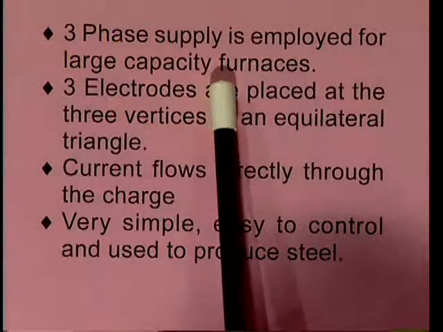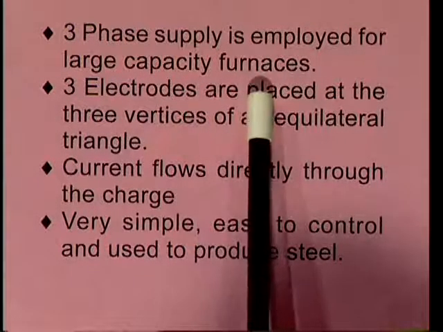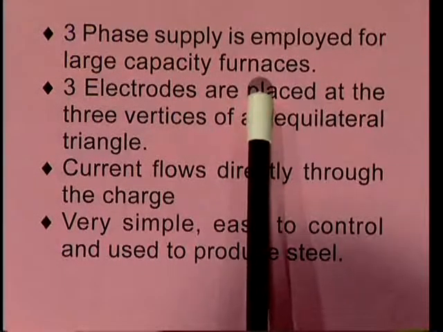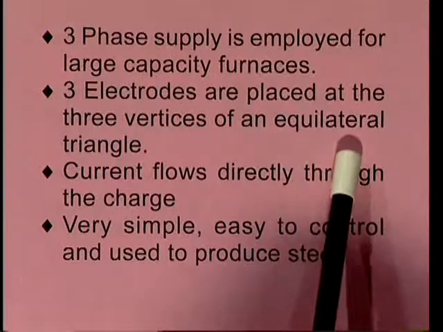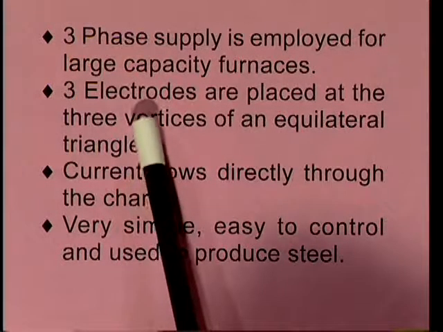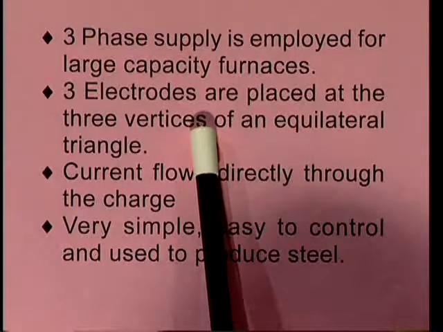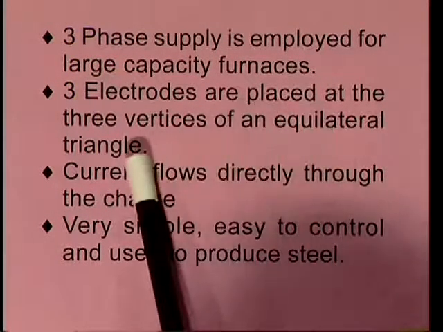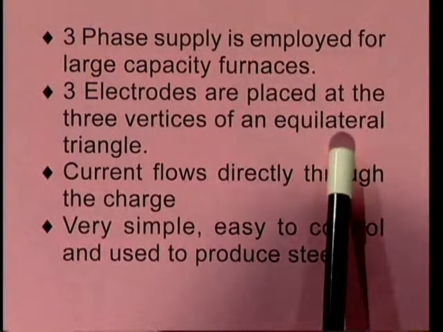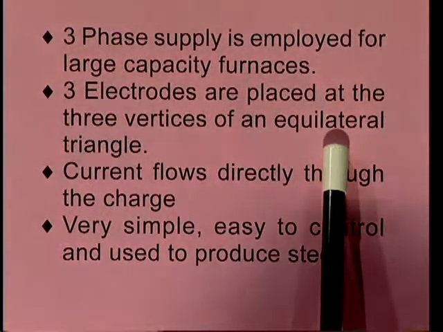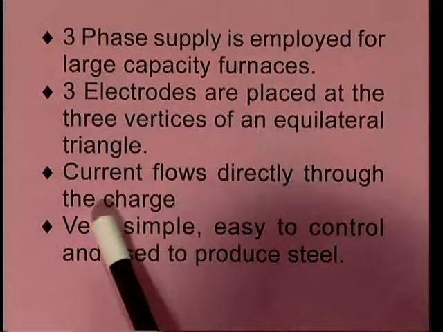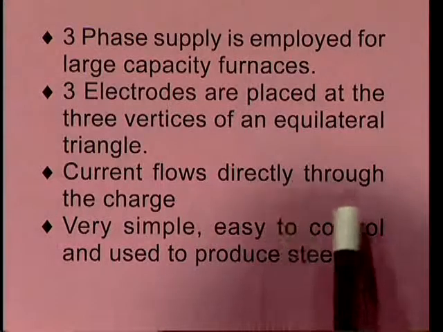Three phase supply is employed for large capacity furnaces. Three electrodes are placed at the three vertices of an equilateral triangle. Suppose in three phase, three electrodes will be there, connected to a transformer, where the transformer will have three vertices of an equilateral triangle, because it is connected in delta connection. Current flows directly through the charge.